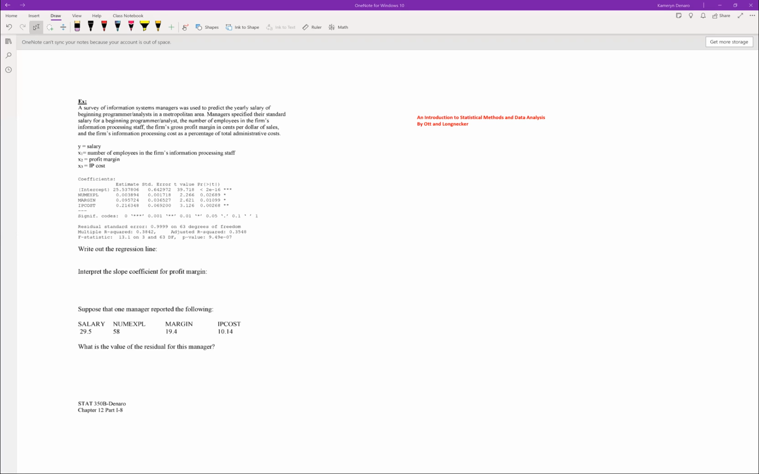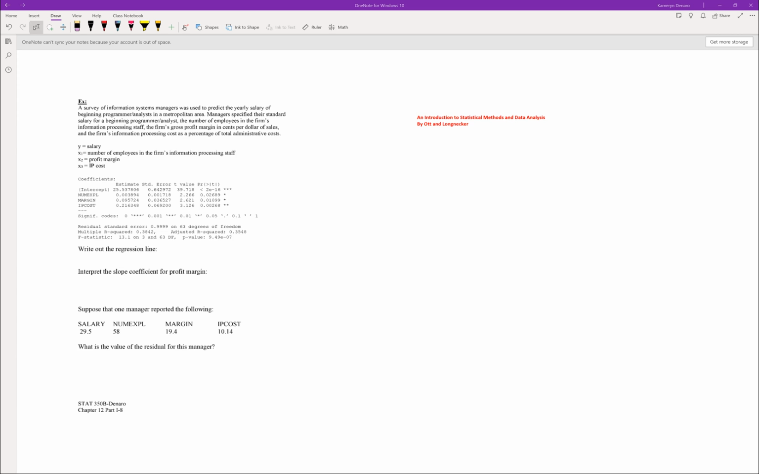A survey of information systems managers was used to predict the yearly salary of a beginning programmer/analyst in a metropolitan area. Managers specified their standard salary for a beginning programmer/analyst, the number of employees in the firm's information processing staff, the firm's gross profit margin in cents per dollar of sales, and the firm's information processing cost as a percentage of total administrative costs. Let Y equal the salary, X1 equal the number of employees in the firm's information processing staff, X2 equal the profit margin, and X3 equal the IP cost.